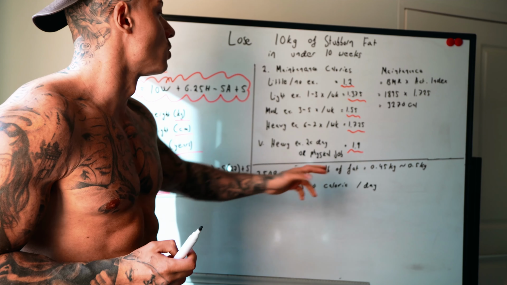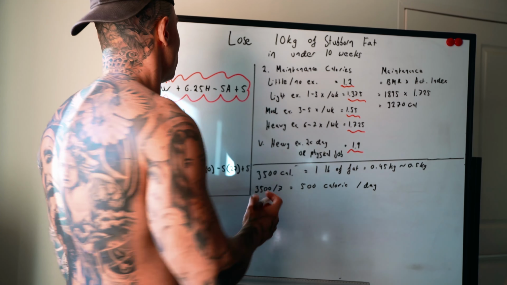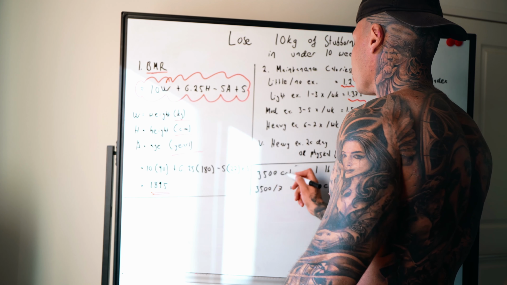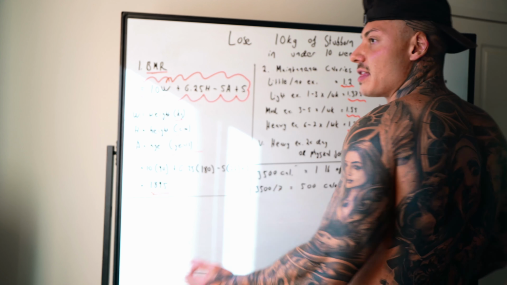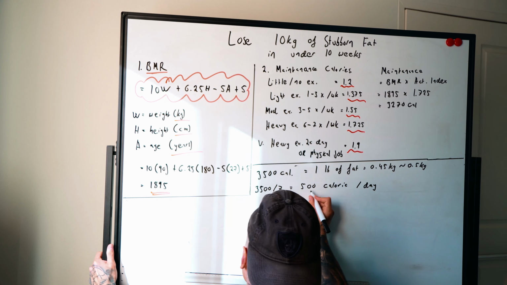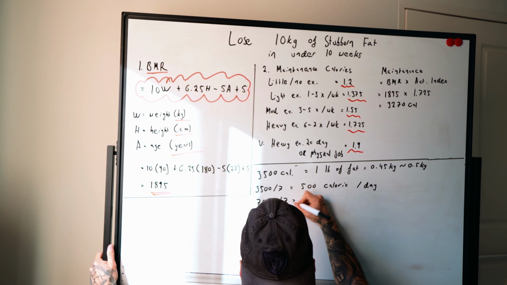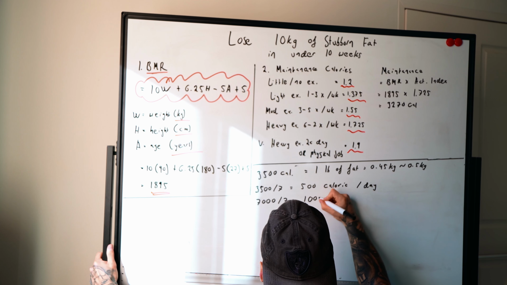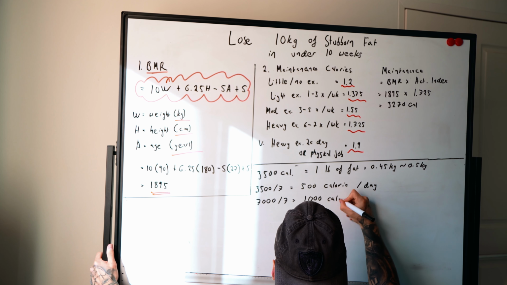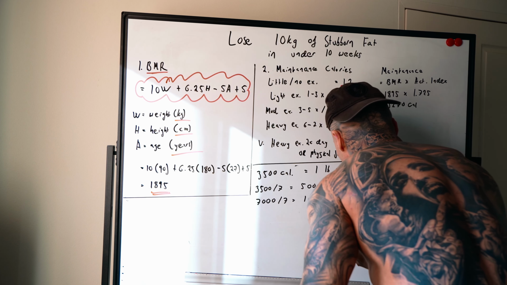Now, what do we want to do? We want to lose 1 kilo of fat per week. So what you want to do is times that by 2. So 7,000, divide that by 7. Or you simply just double that number. So 7,000 per 7 equals a 1,000 caloric deficit.